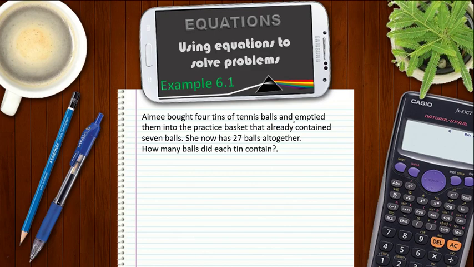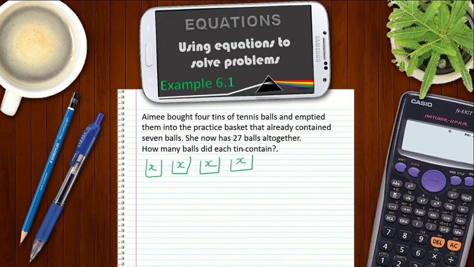So Amy bought 4 tins of tennis balls and emptied them into a practice basket that already contained 7 balls. She now has 27 balls together. How many balls did each tin contain? So let's draw 4 tins, all right? But we don't know how many balls are in each. The other thing is to make one of the unknown values a variable. Let's say that each tin contains x balls, and we know that they have the same amount of balls, so there's x in there, x in there, x in there, and so on.